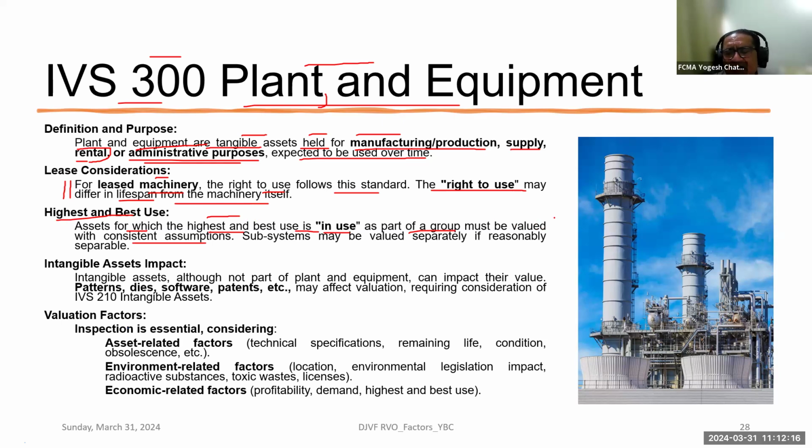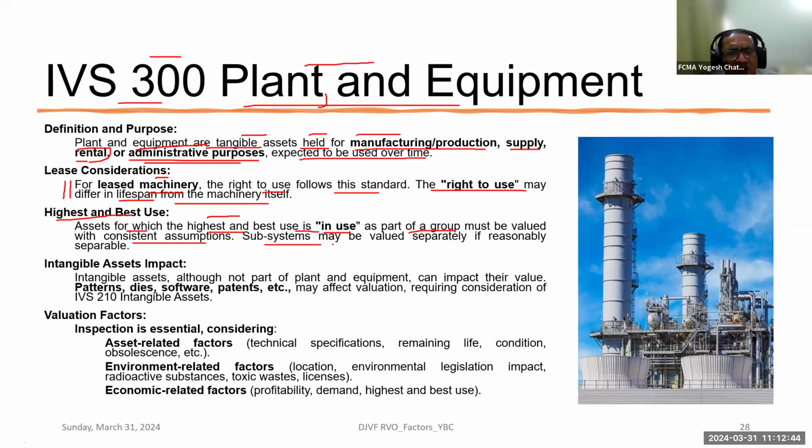Now, due to some reason, if that particular machine is operated at 50% of its operating capacity, that is 5,000 units, that will be regarded as existing use. So either we can take the premise of value as existing use or the highest and best use. Guidance on that we can get from IVS 104.